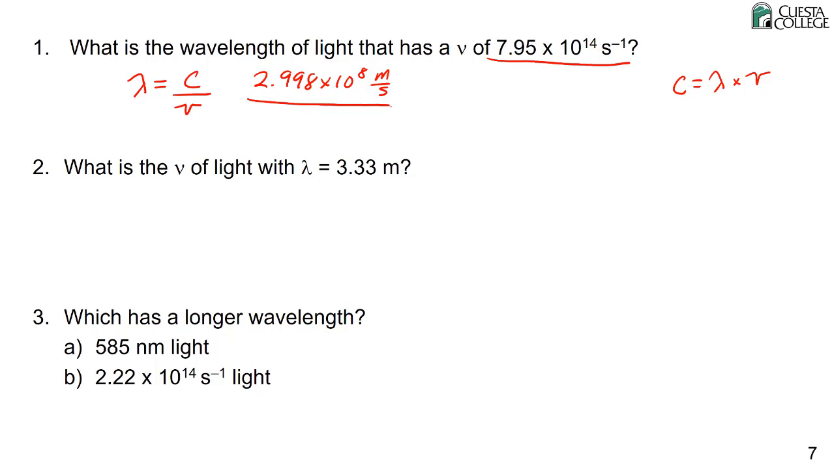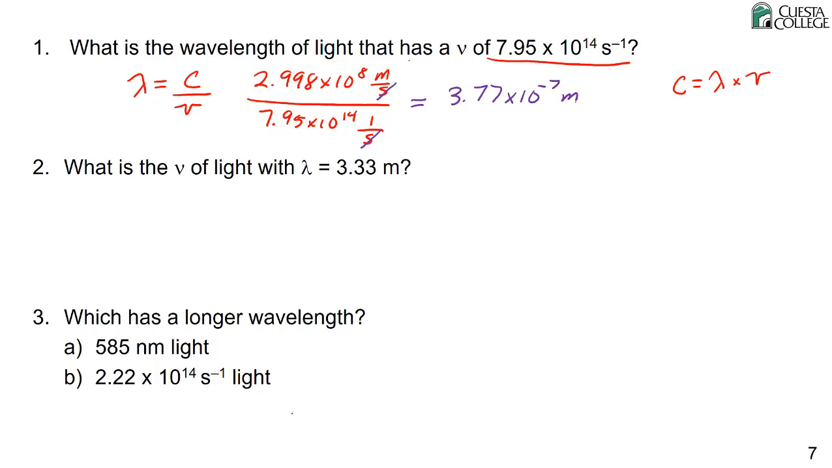That'll be divided by the frequency, 7.95 times 10 to the 14 seconds to the minus 1, which is equal to 1 over seconds. The units of seconds then reduce to 1 and cancel out. And the answer would be 3.77 times 10 to the minus 7 meters.